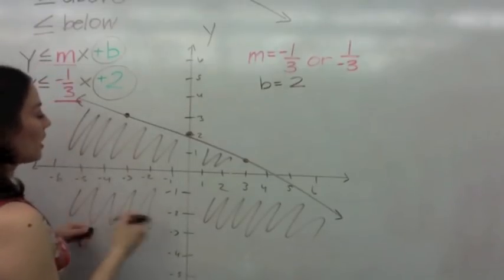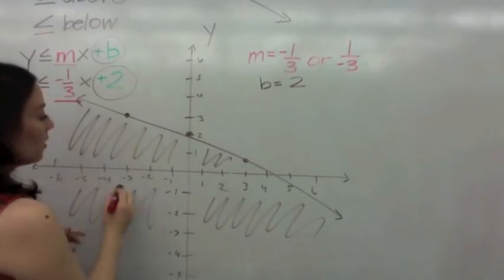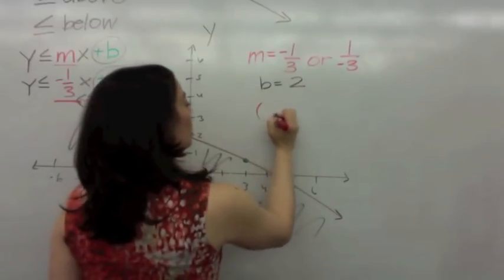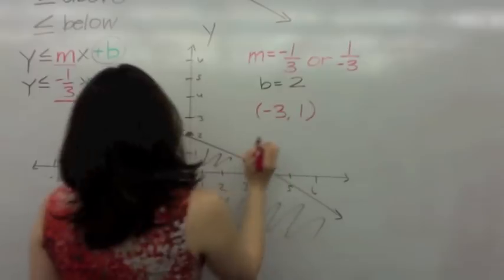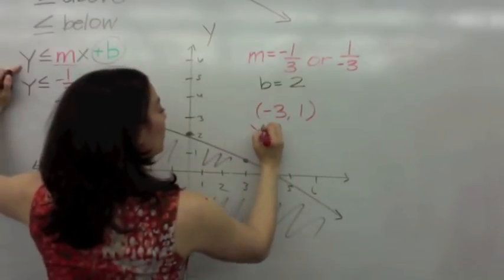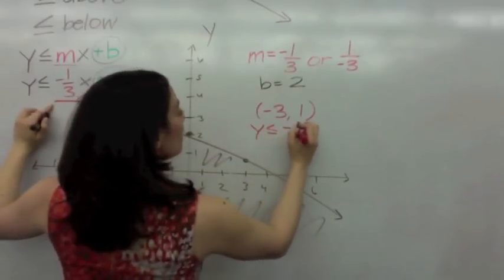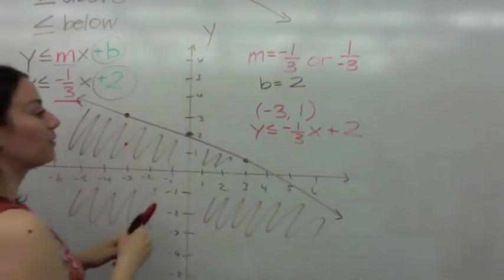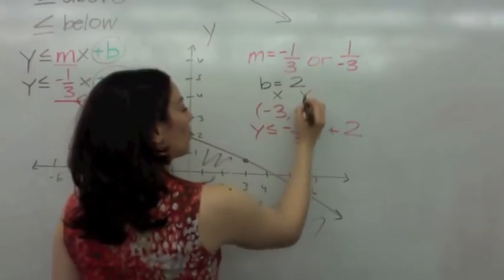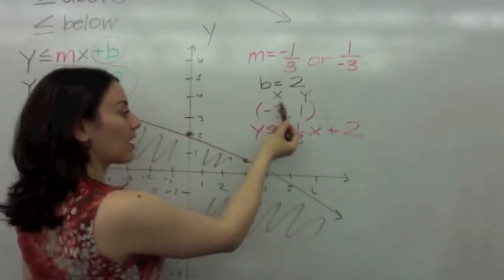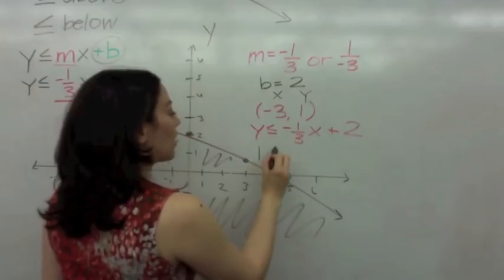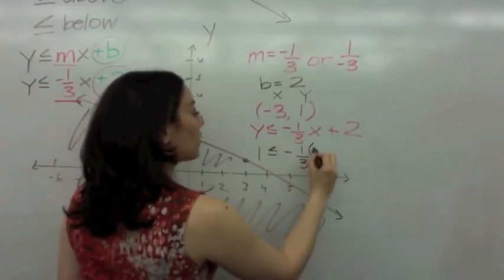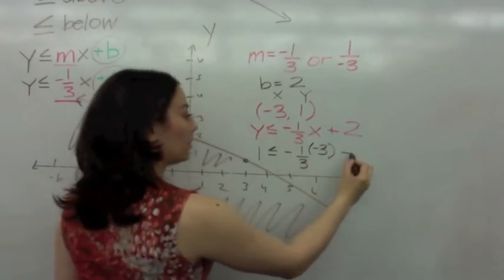Let's pick a point below the line. Let's pick negative 3, 1. I'm going to plug it into y is less than or equal to negative 1/3 x plus 2. So watch what happens when I plug in x and when I plug in y. I want you to write this down now. I have x and y. So y is 1. I'm going to say 1 is less than or equal to negative 1/3 multiplied by negative 3 at the top plus 2.